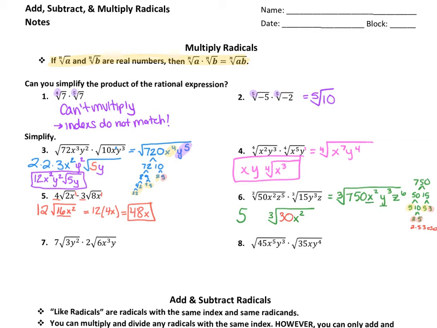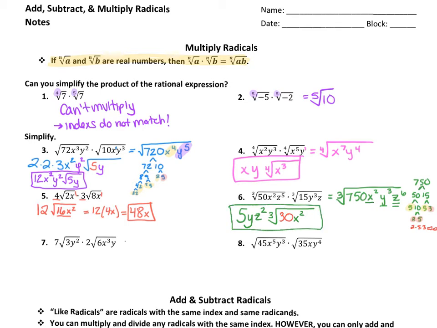With my y's, I have 3 y's, so that's one group of 3. So 1 y comes out. And my z's, I have 6 of them, so that's 2 groups of 3. So 2 z's come out with no remainder. So this is my final answer for number 6.